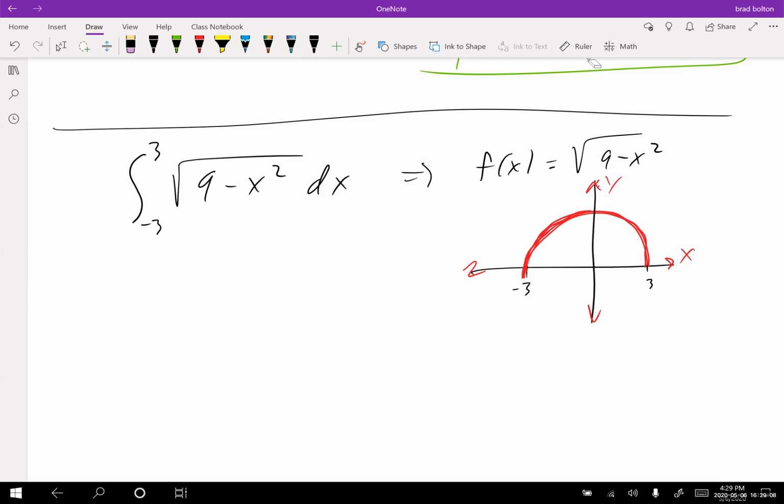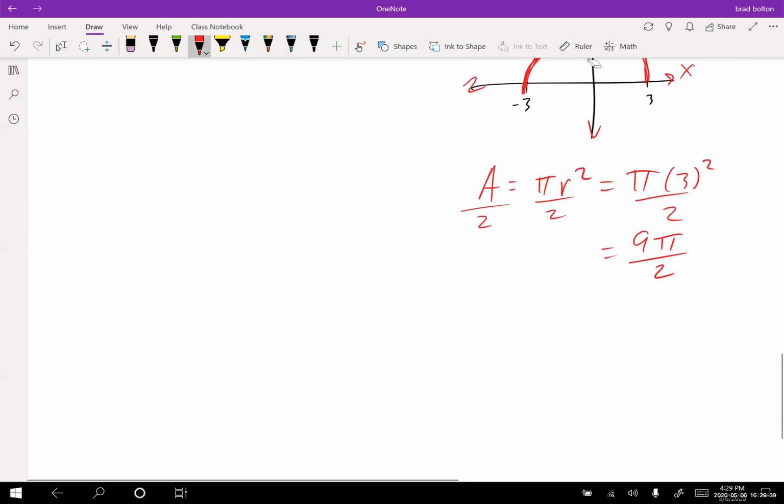And they want to know the area under the curve from -3 to 3. Well, wait a minute. Couldn't we just find the area of a circle with radius 3 and then cut it in half? So isn't the area formula just equal to pi r squared? Well, in our case, wouldn't that just be pi times 3 squared? Now, because it's a semicircle, we're going to divide everything by 2. So that means we have 9 pi over 2, and that would be our area, and we'd be done.